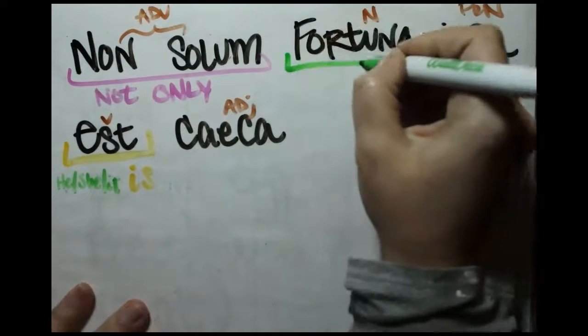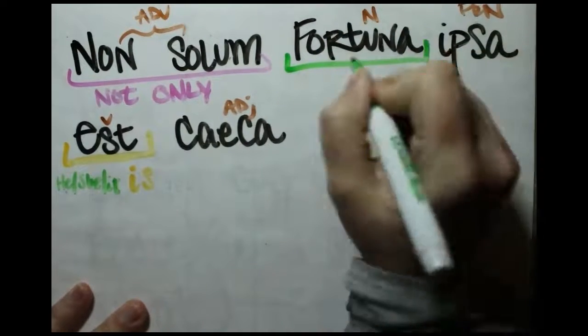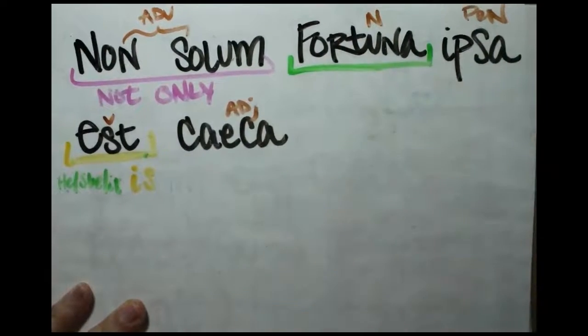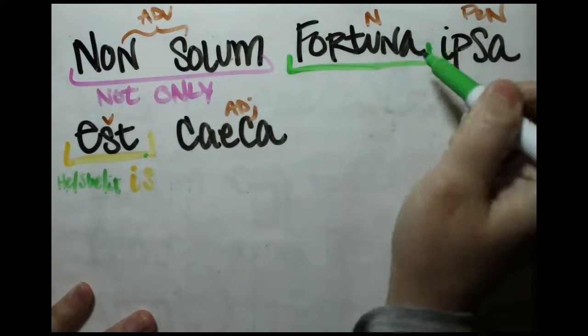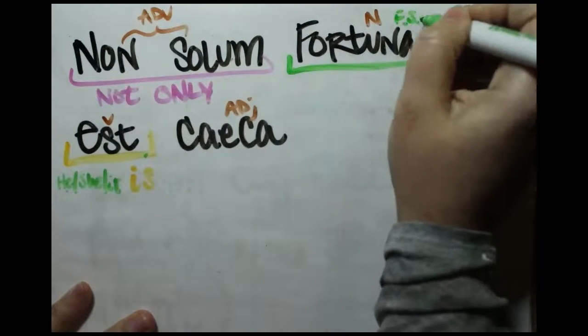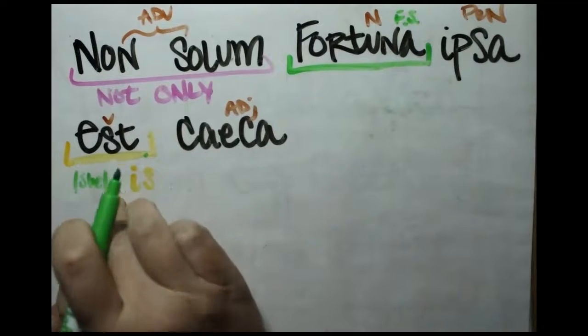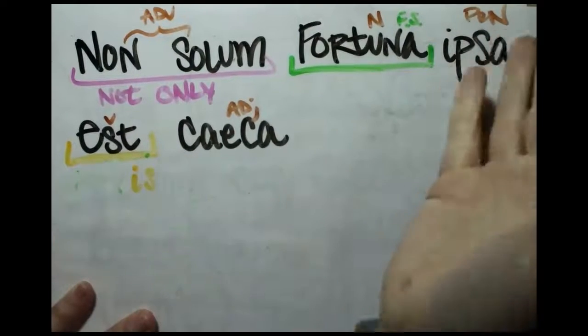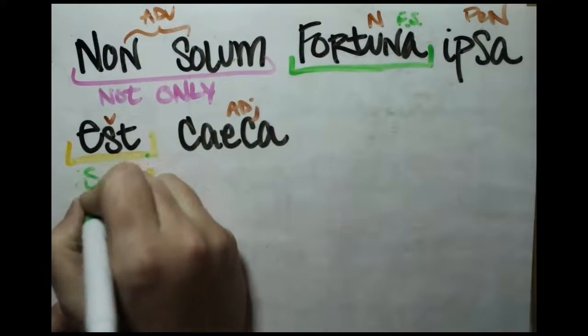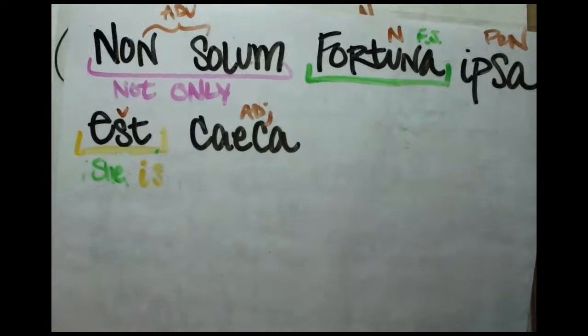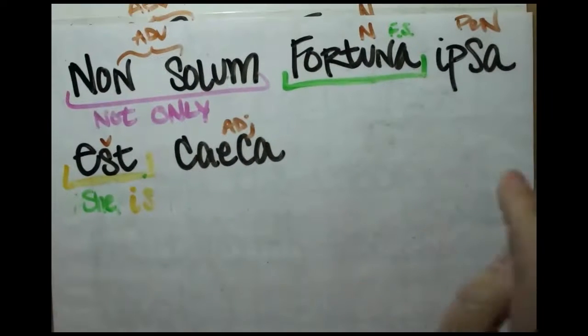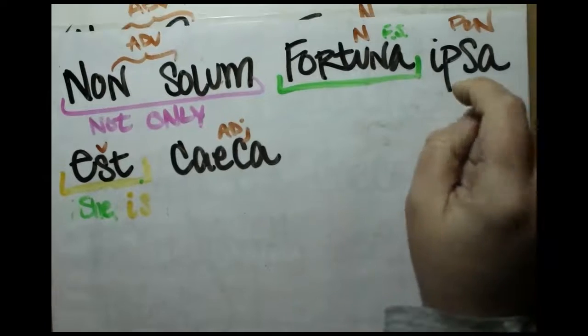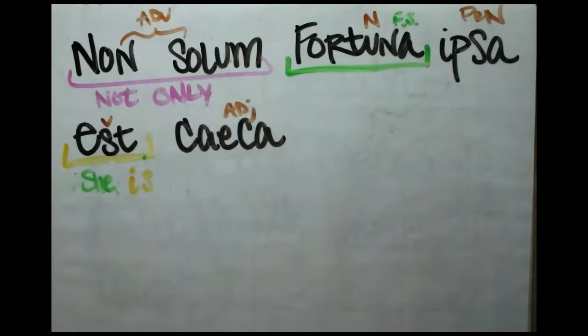So we're going to call it a nominative. If it's nominative, that means it's going to be the subject of the verb. So this is a feminine singular nominative. So she is, and she meaning fortune. Okay. Let's talk about what ipsa is real quick.